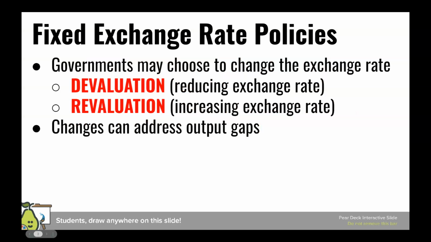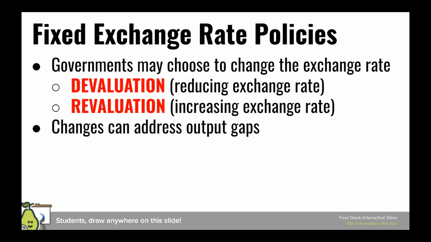So first things first, we talked about fixed exchange rates in a previous lesson, and we talked about how the government can choose to either raise the exchange rate or lower the exchange rate, and we discussed the policies they can pursue to try and achieve that preferred exchange rate value. We have terms that go with that. So if a government chooses to reduce its exchange rate, to devalue their currency, it's called a devaluation. If they choose to increase the exchange rate or appreciate their currency, it's called a revaluation.